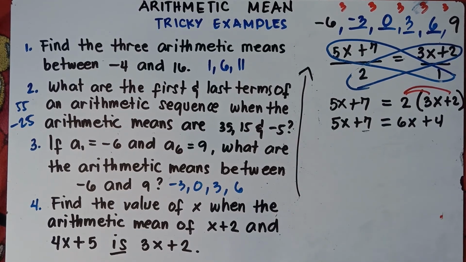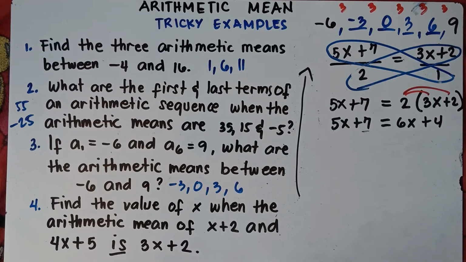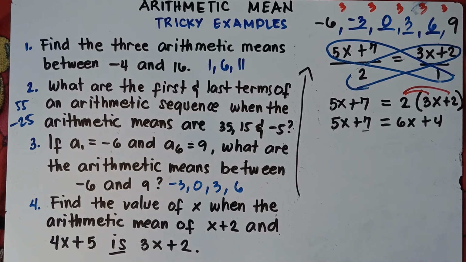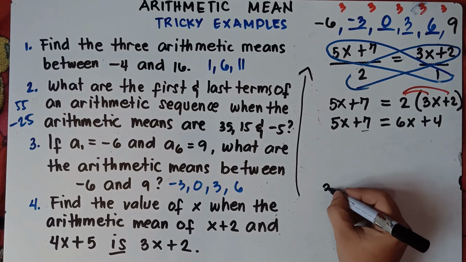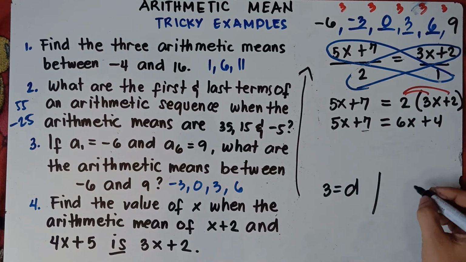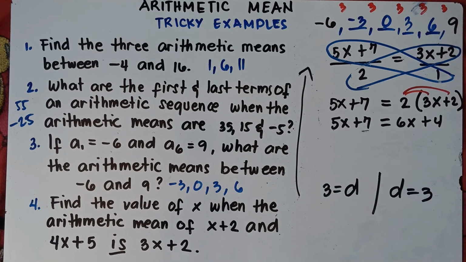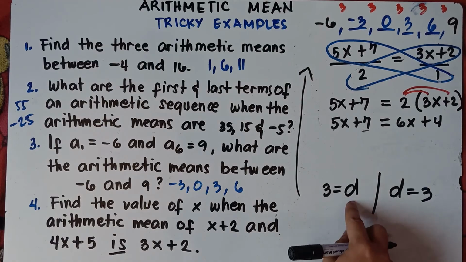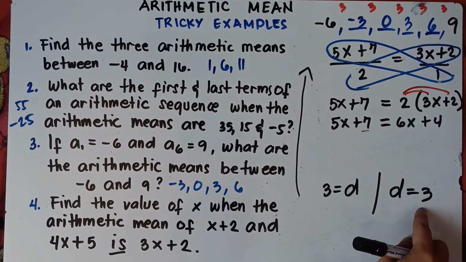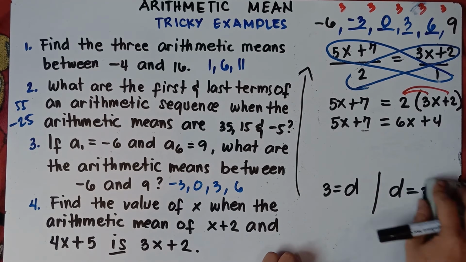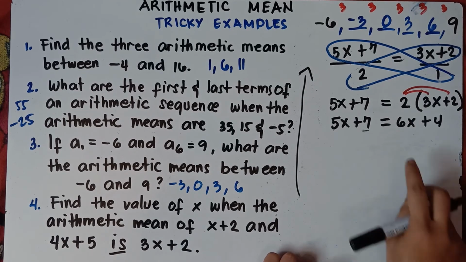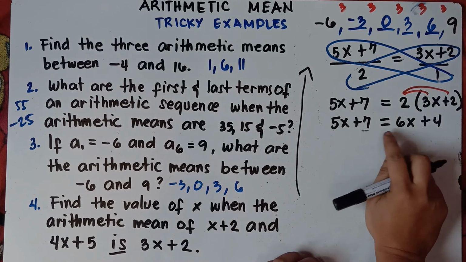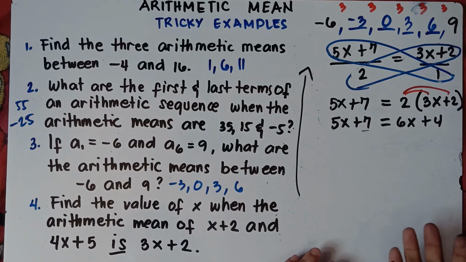And so to get the value of x, class, once again, as I told you earlier, 3 equals D is just the same as D equals 3. So in this scenario, class, we will not transpose 6 from right to left because we need to find the value of x, class.